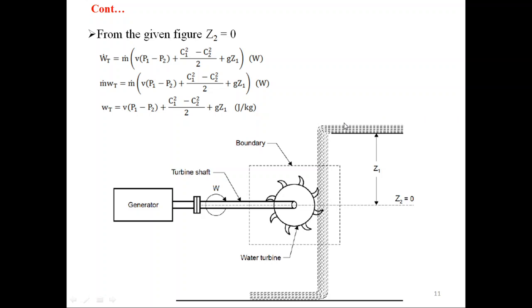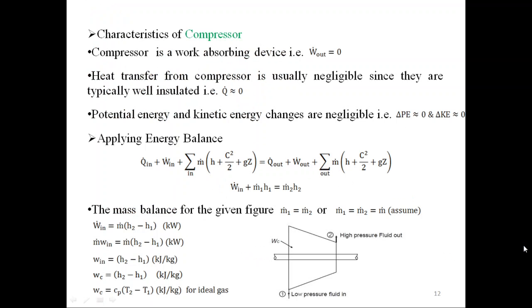So this is the diagram of a hydraulic turbine. As water is coming from a certain height, it will rotate the water turbine, so it will produce work, because the rotating shaft will produce electricity from the generator.